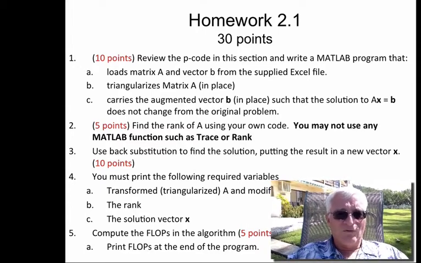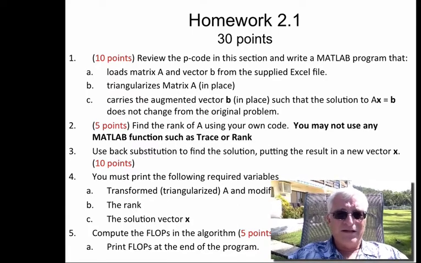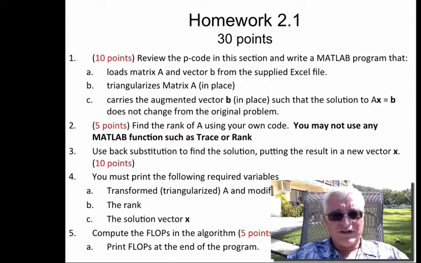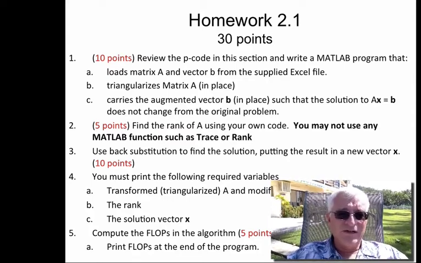Then, what isn't a giveaway is to triangularize matrix A in place. In place means that you don't create any new vectors, you don't create any new matrices at all. You must use the matrix A that came out of the Excel file and the vector B, and you can use extra variables. You can use integer variables and real variables, but no new arrays. You must use the space provided in matrix A and in vector B.